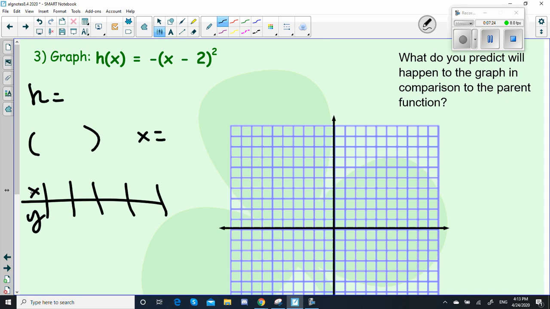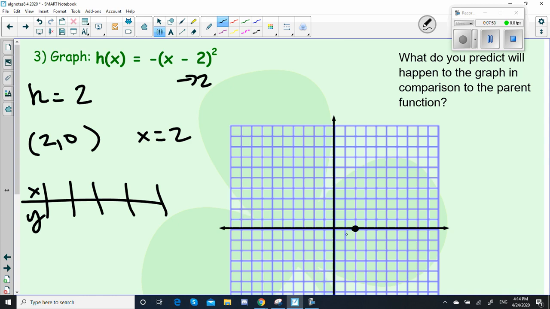Okay, so we've got a 2 for h. So that fills down real easily once I get that 2 down for h. I can tell by looking at it that we're going to shift it 2 to the right, or a horizontal translation to the right. I can also tell from this negative in the very front that it is going to open downward. But it's going to be the parent function just open downward and starting 2 to the right. So it's going to start right here.